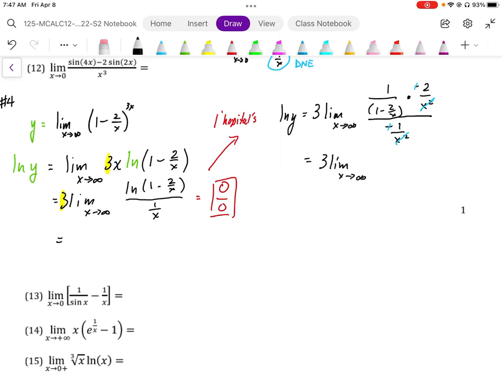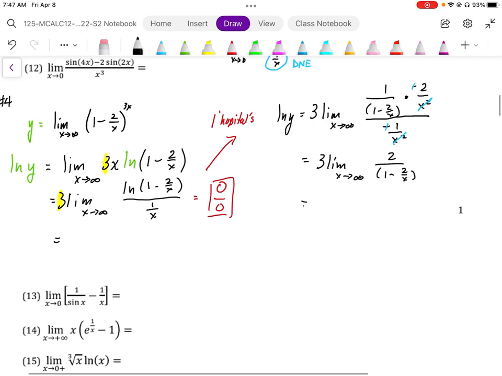and we end up with 2 over 1 minus 2 over x. I can now evaluate this limit. This becomes 3 times, well, the limit as I plug in infinity into this, this becomes 2 over 1 minus 0, or times by 2.